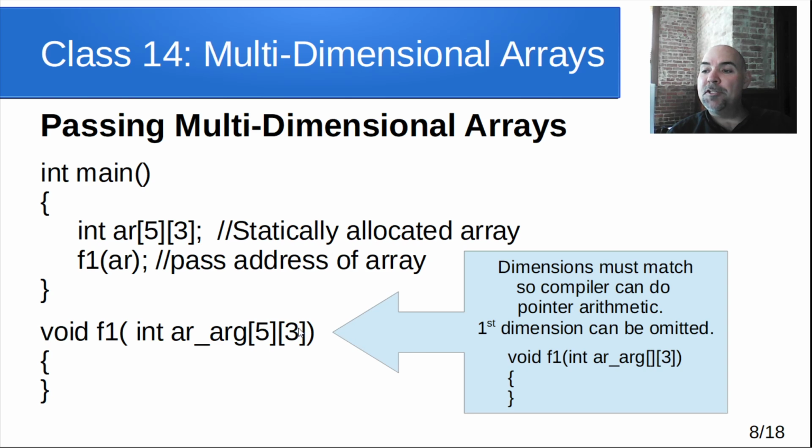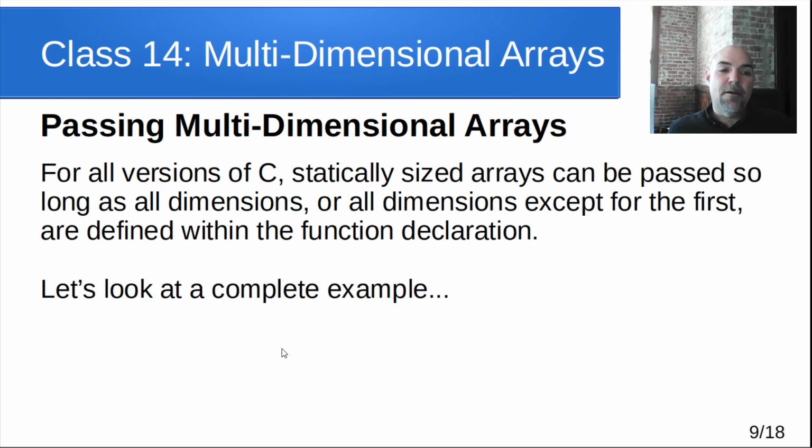But the dimensions after the first one have to match, so the compiler can do the pointer arithmetic, because all this function is getting is an address. So when it gets that address, it has to know how many groups of, how many rows of how many columns are there in order for it to do the pointer arithmetic correctly to get us to the right unit. Now, for all versions of C, those statically sized arrays can be passed as long as all of the dimensions, or all the dimensions except the first, are defined within the function declaration, just like we did back here.